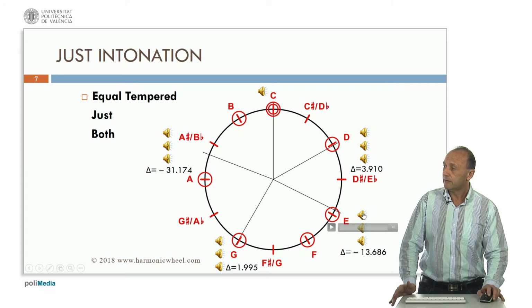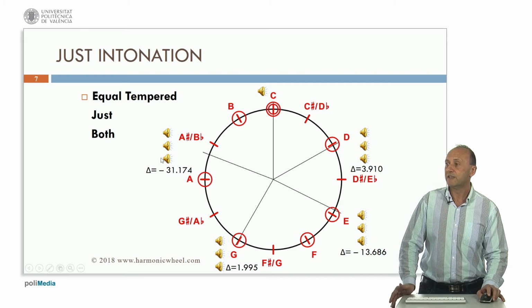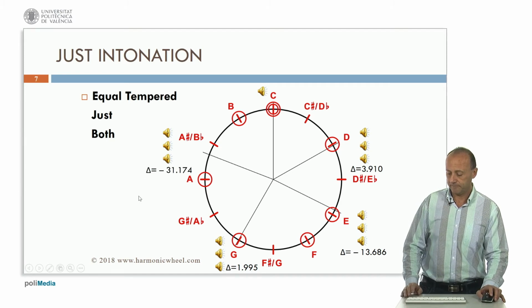Regarding note E, now we can notice the difference, which is about 14 cents. And these are the two notes together. Let's listen to B flat, harmonic 7. Now the difference is very big, more than 30 cents. These are the two notes together.